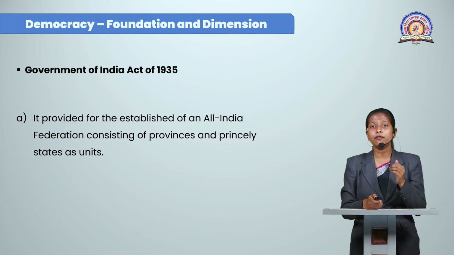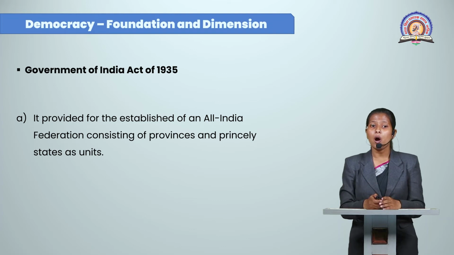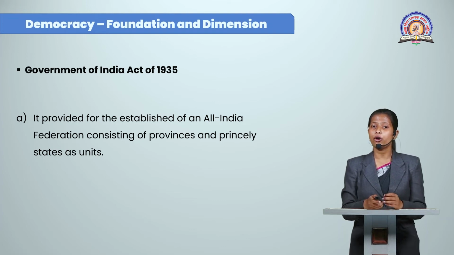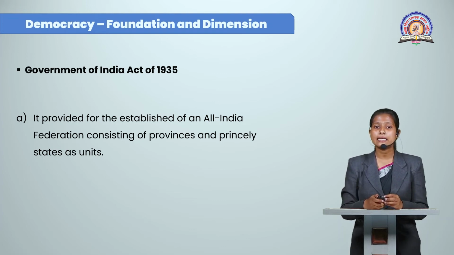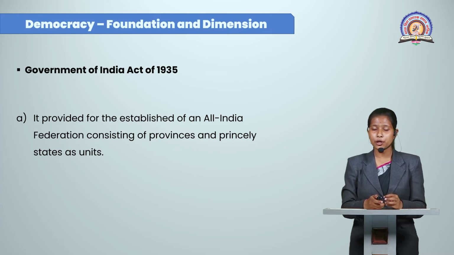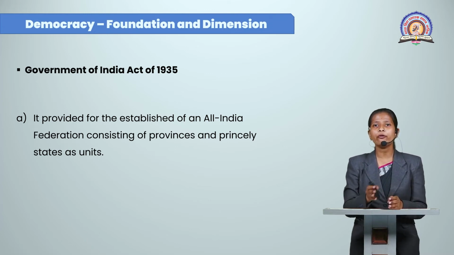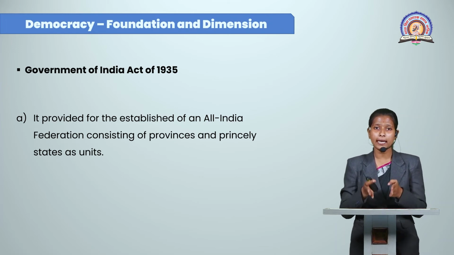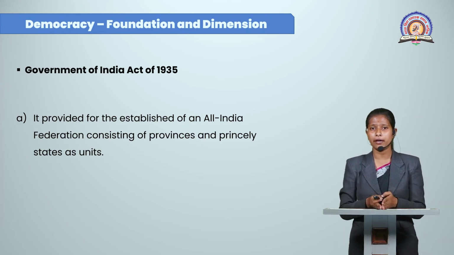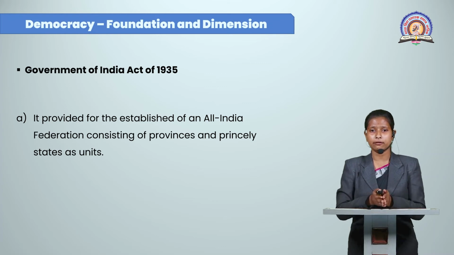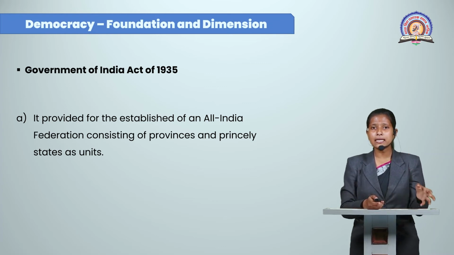After that, the Government of India Act 1935. It provided for the establishment of an all India federation consisting of provinces and princely states as the units. The establishment of the all India federation was there. It means the divide and rule policy was established in 1935 by the Government of India Act 1935, with the provinces and princely states as the units.